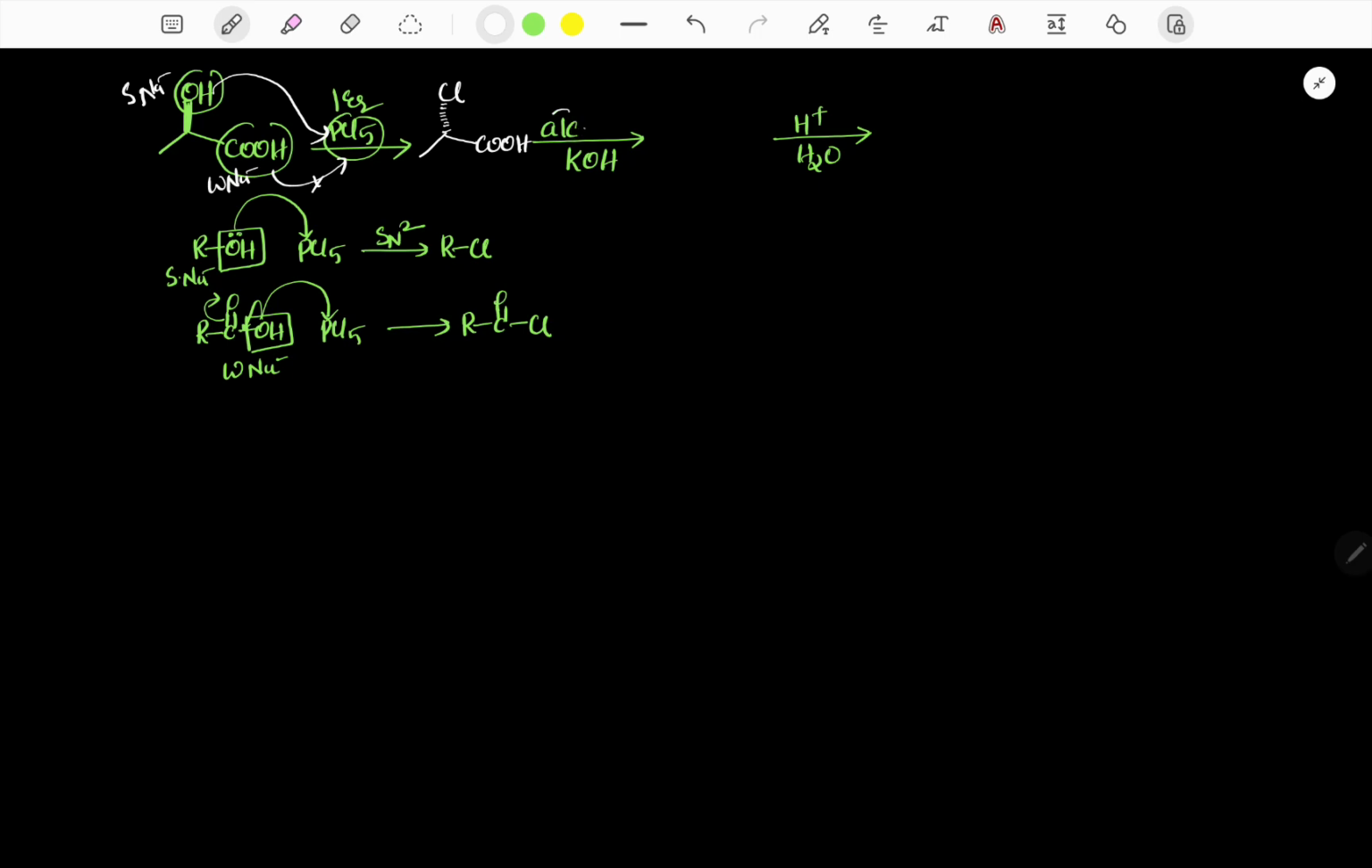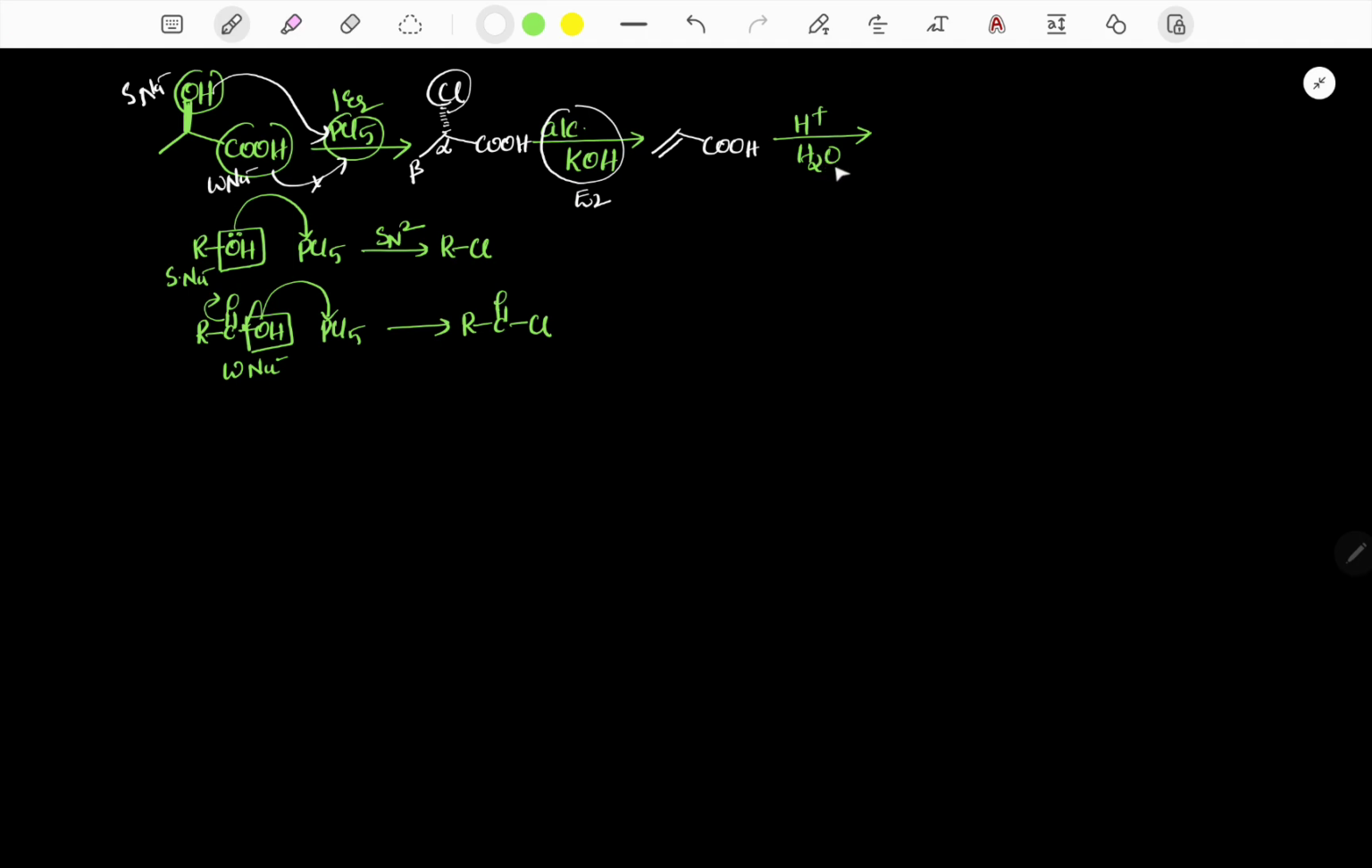Now it is treated with alcoholic KOH. So here a leaving group is there, alpha leaving group, beta proton. Therefore elimination takes place and the corresponding product is the alkene with COOH. So it is simply E2 elimination, alpha leaving group, beta proton.